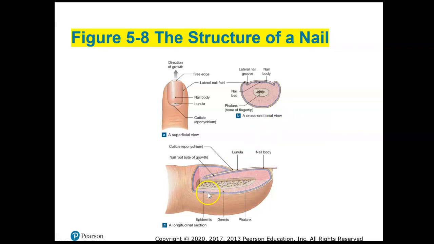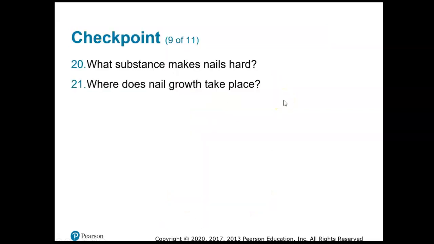You also need to know we did the lunula, the nail body, the cuticle. You can see it from a different view here. The nail bed, well, this shows you the nail root. You can see that clearly, the nail root. And then here you can see the nail bed, which is the skin that's directly underneath that supports the nail itself.